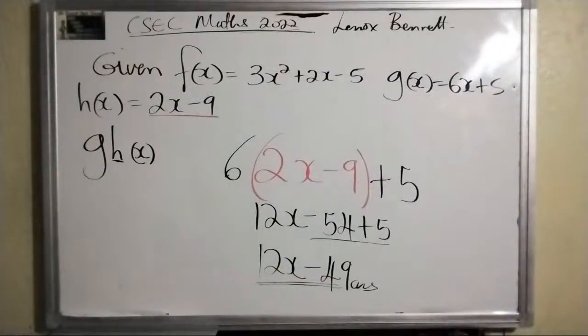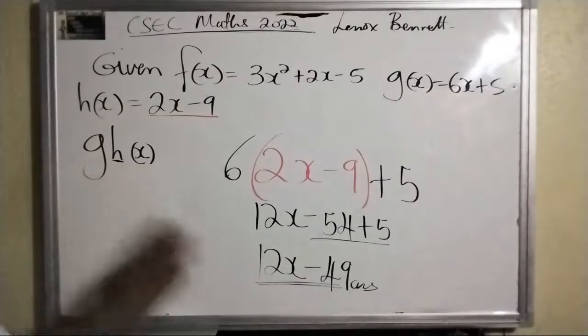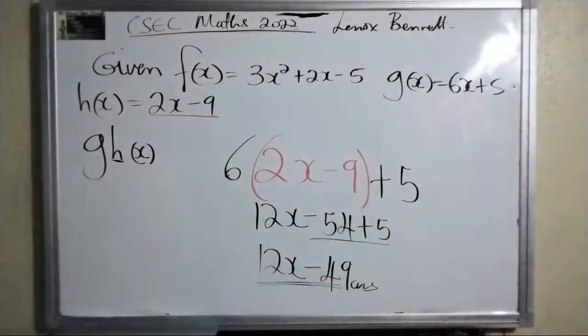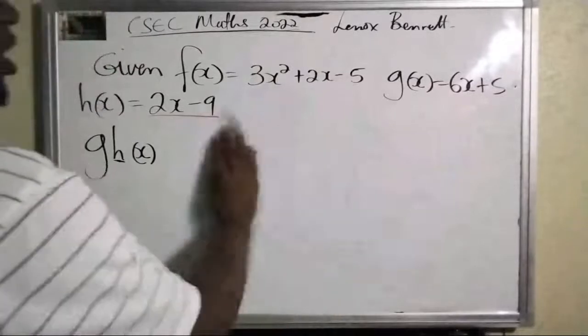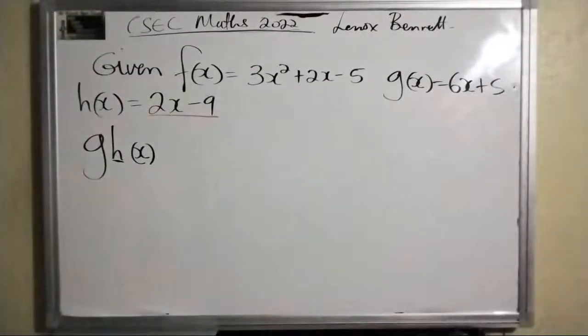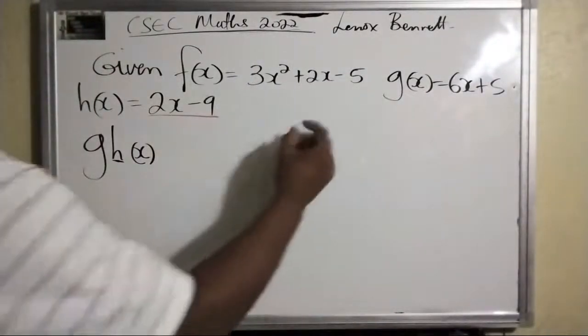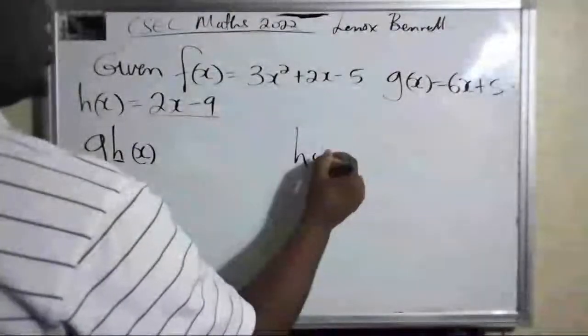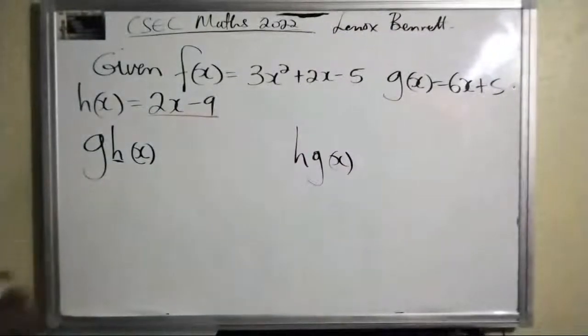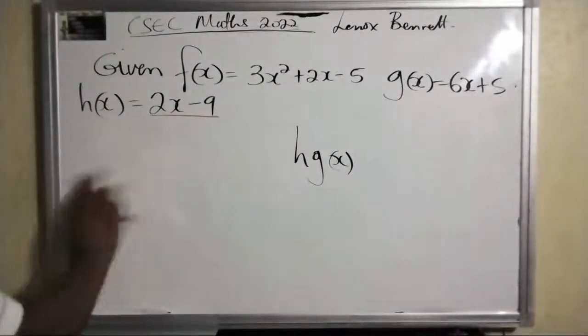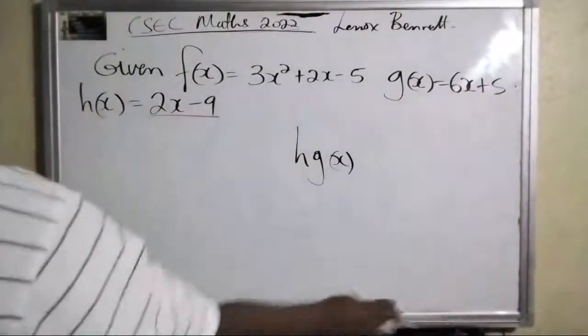So our answer for GH would give us 12x minus 49. Alright. The question did not ask, but I'm going to show you HG of x. But before that, you're going to try to say HG of x. Apply what you just learned. Go ahead, leave that in the comment section. You have 1 minute to do so.